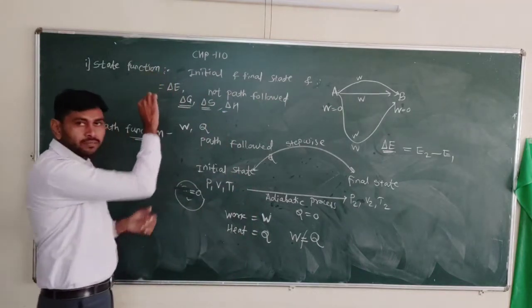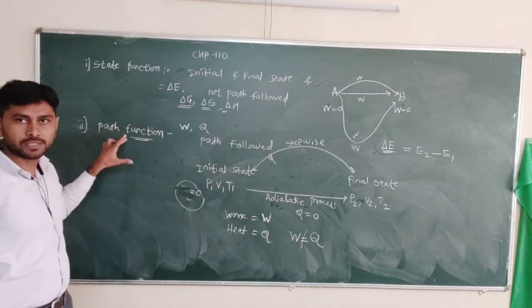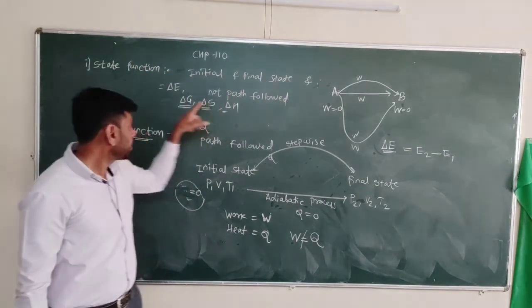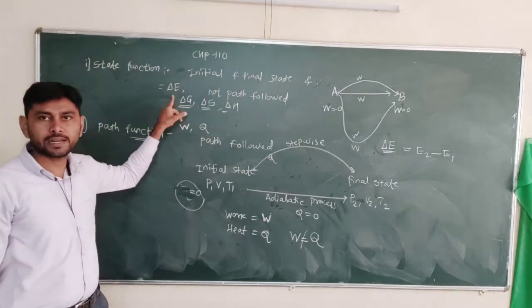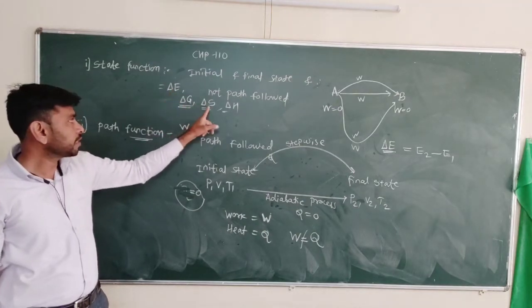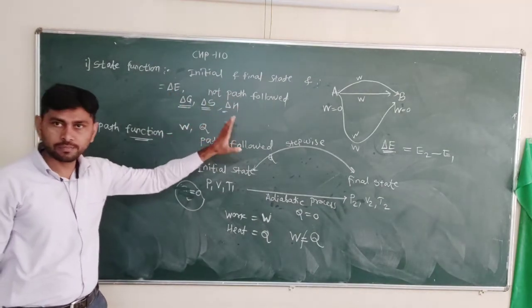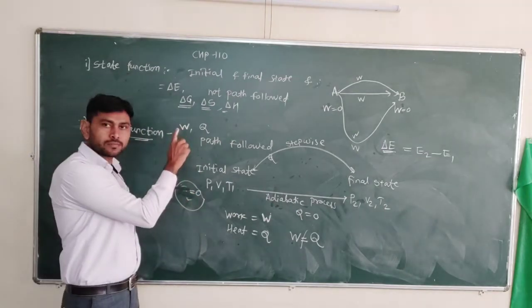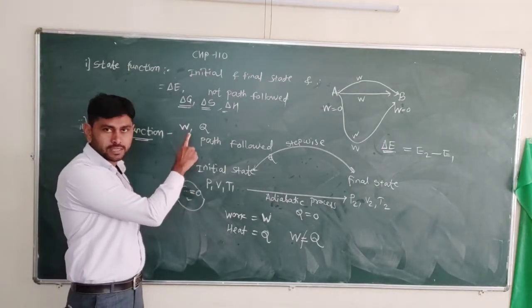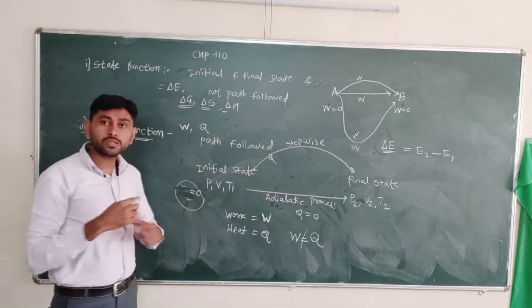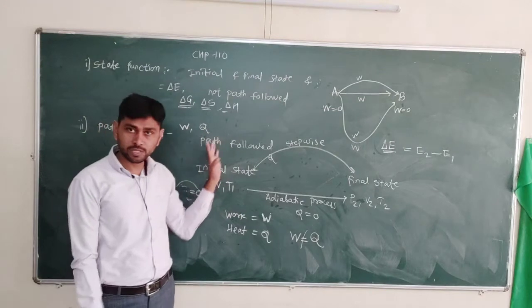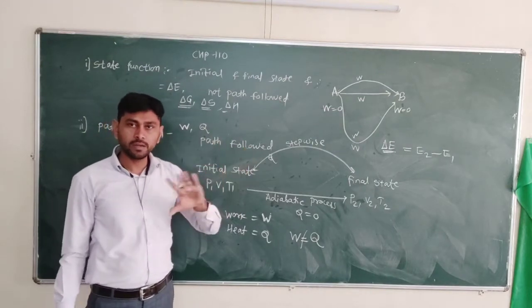So this is the basic difference between the state function and path function. State functions depend on initial and final states only, and they are indicated by this difference delta. So delta E, delta G, delta S, delta H, these are state functions. And path functions have total quantities such as W, Q, which occur only during the process. And when the process stops, these quantities have no value.